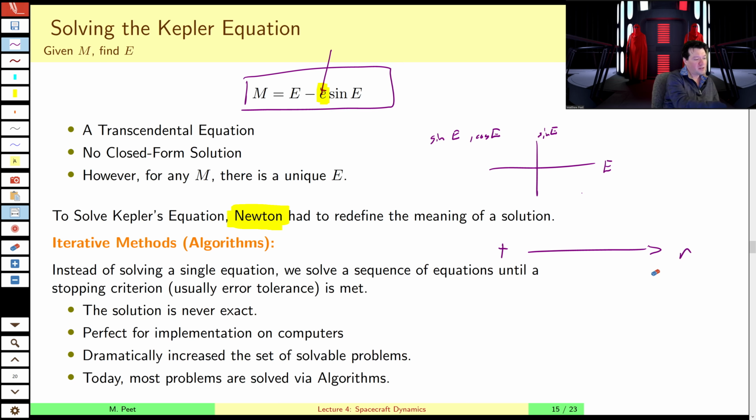So Newton's confronted with this nasty problem here, and what does he do? Well, in typical Newtonian fashion, he changes the question, right? And this is how a lot of advancements in technology and science and engineering come about. Instead of saying, how can we use existing methods to solve this problem, we invent new methods to solve problems which can't be solved using existing technology. And so one of Newton's great contributions to science is the development of the algorithm.